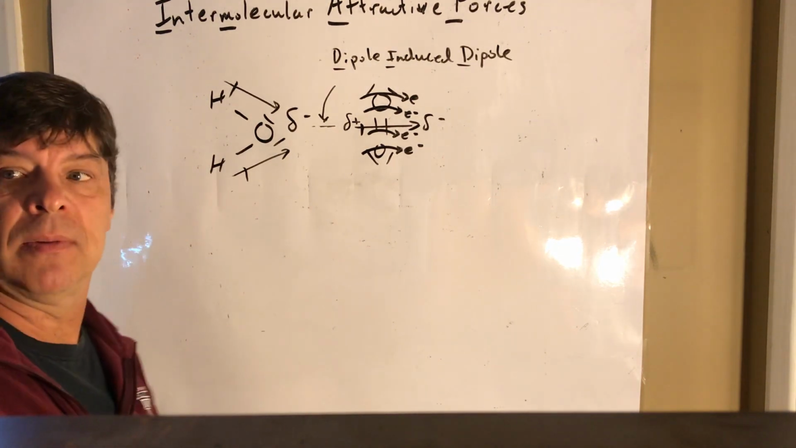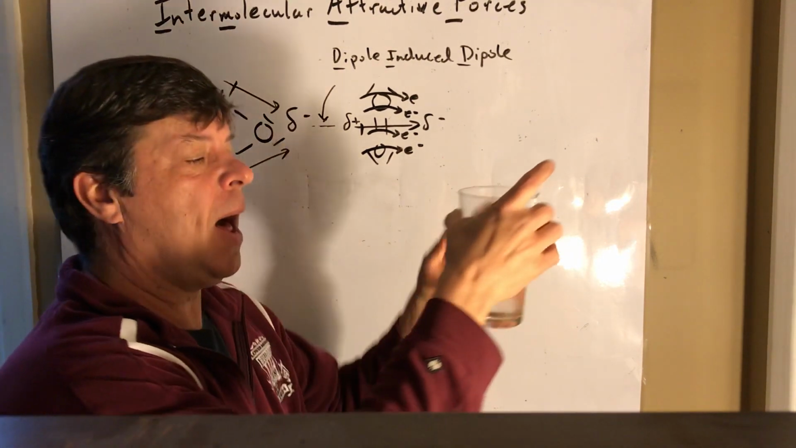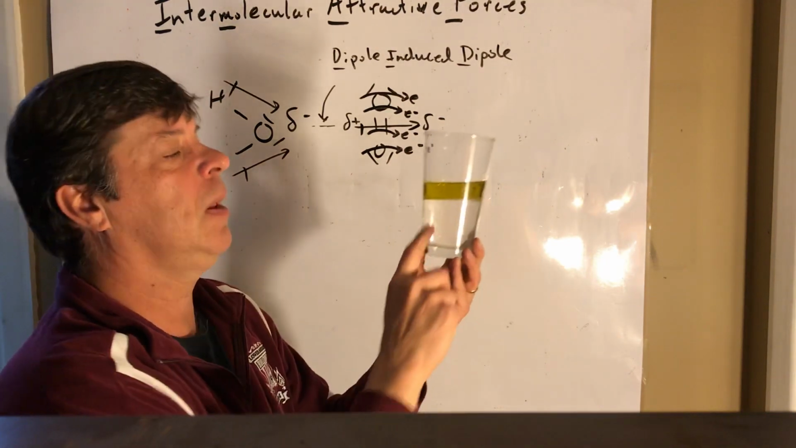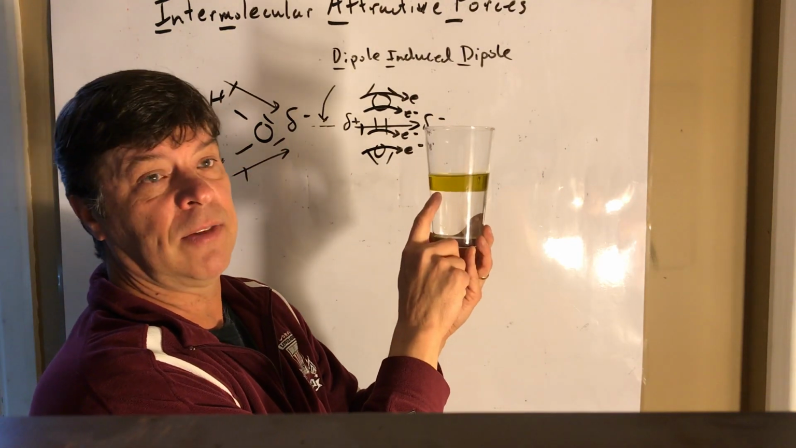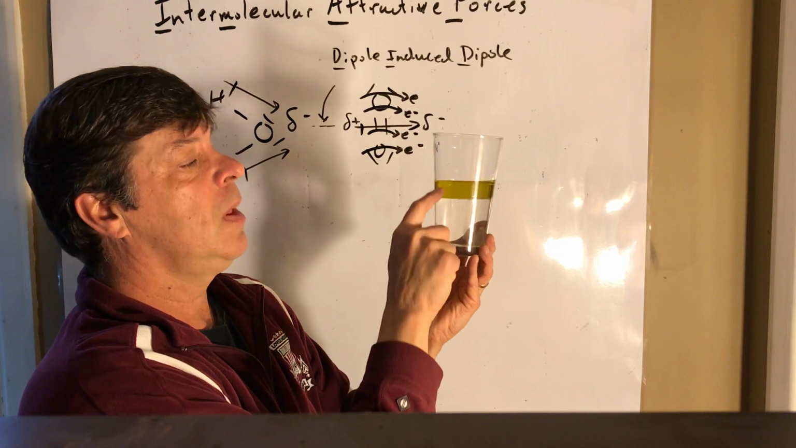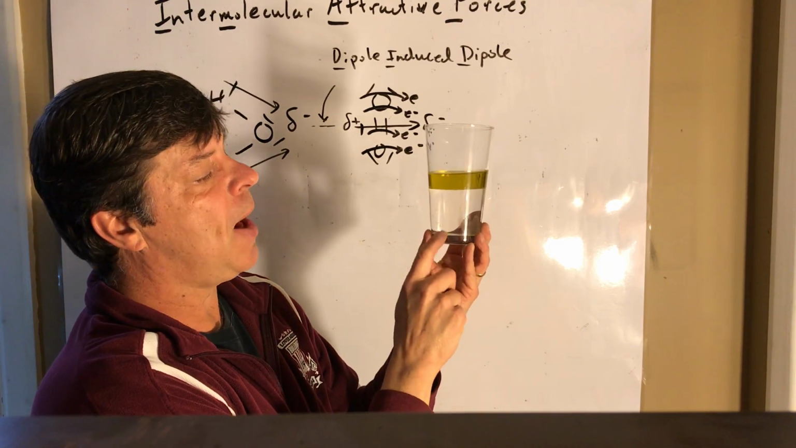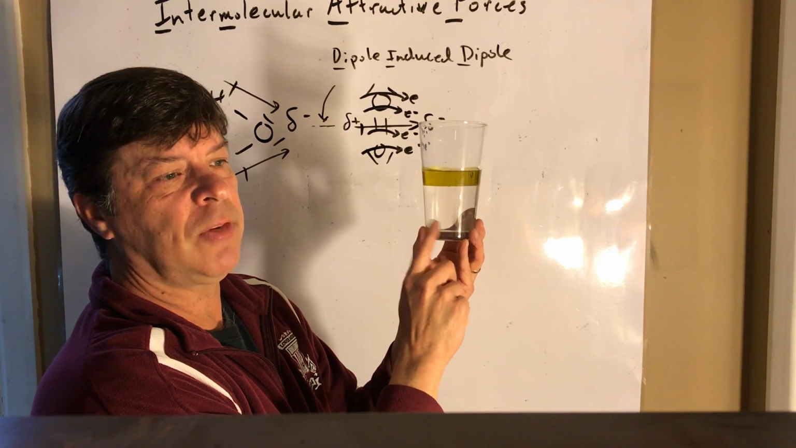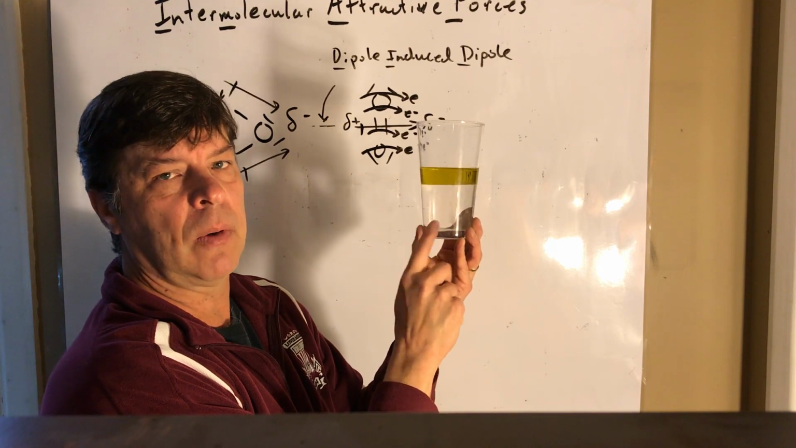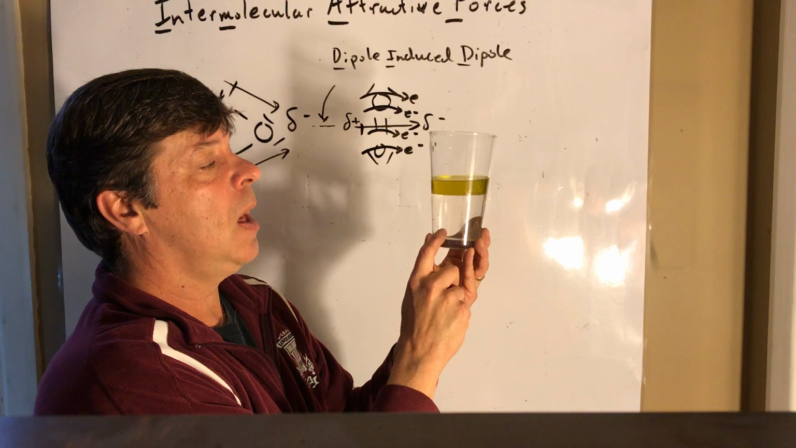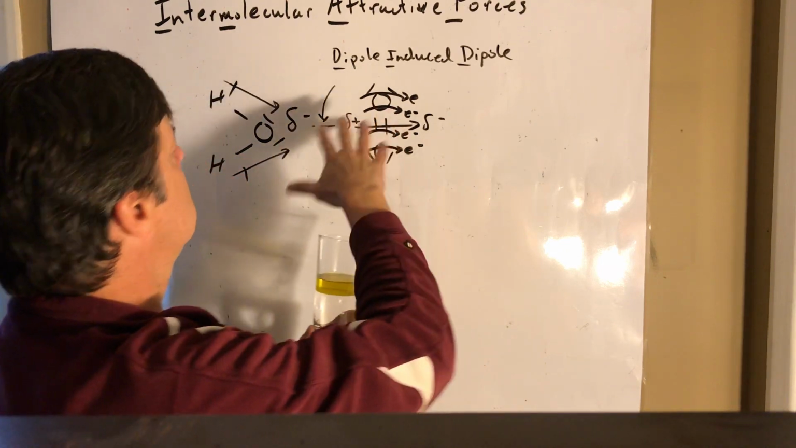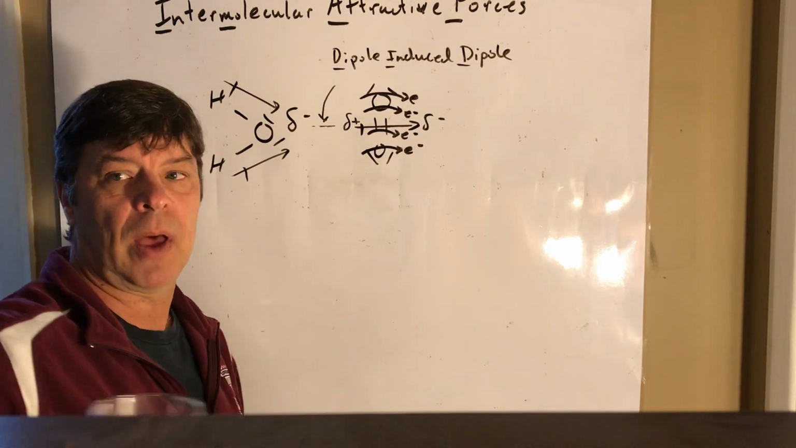If we were to place some iodine, I2, into this, it would dissolve very well in the oil. It would sit in the bottom here, and eventually we would notice that the water's turning yellow because the iodine is dissolving because of this phenomenon, dipole-induced dipole.